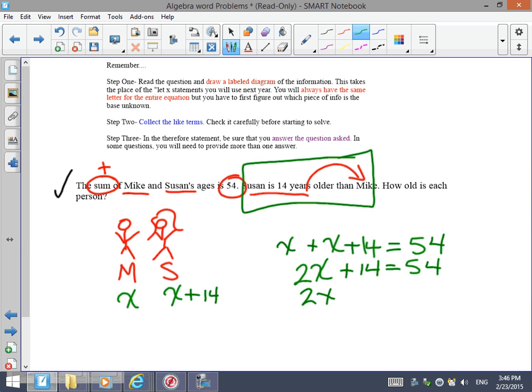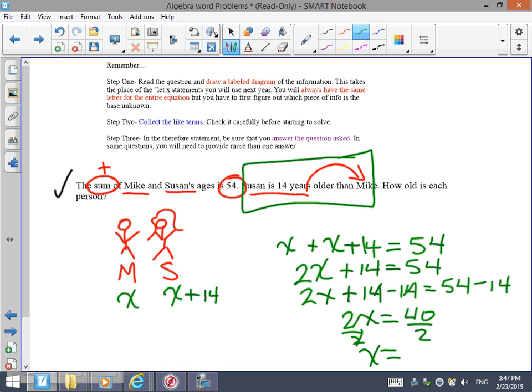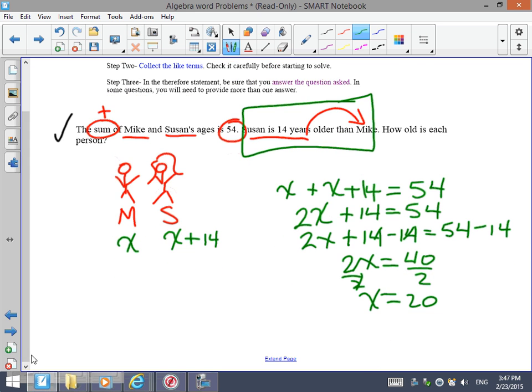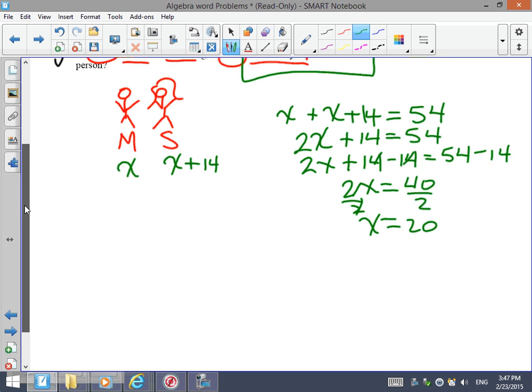We're going to get rid of the plus 14 by doing the opposite operation to both sides. You're going to subtract 14 from that side. 2x is equal to 40. Then we get rid of the 2. So x would be equal to 20.